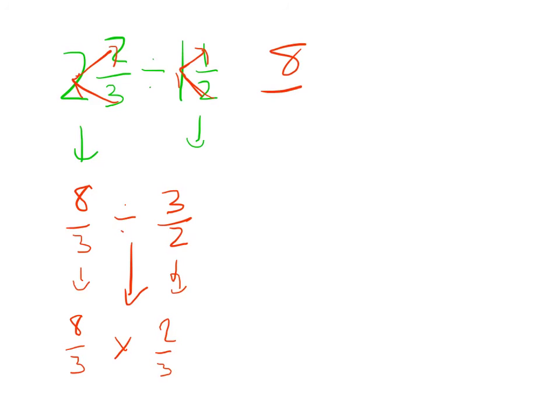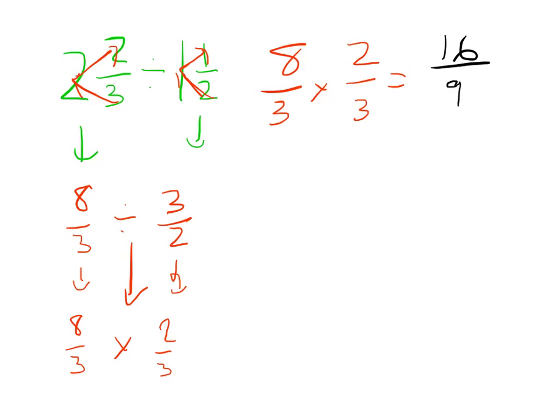Alright, so we'll rewrite it up here. 8/3 times 2/3. In this case, looking diagonally, I can't reduce 2/3 and I can't reduce 3/8. So I'm going to go ahead and do the math here. 8 times 2 is 16. 3 times 3 is 9.